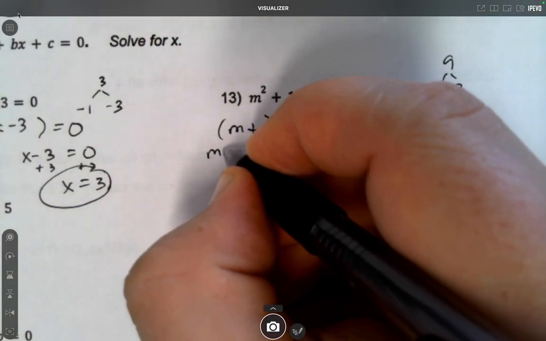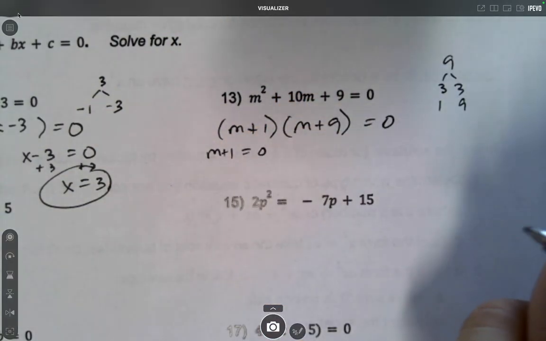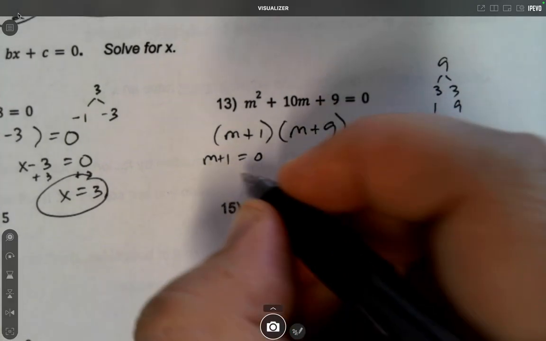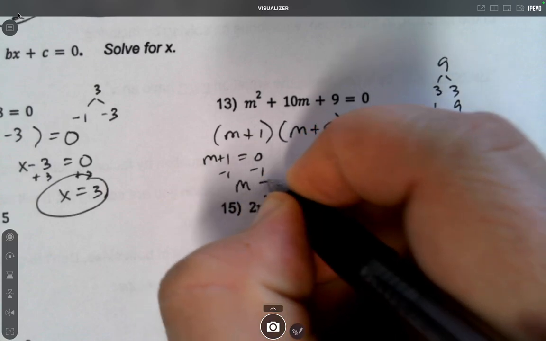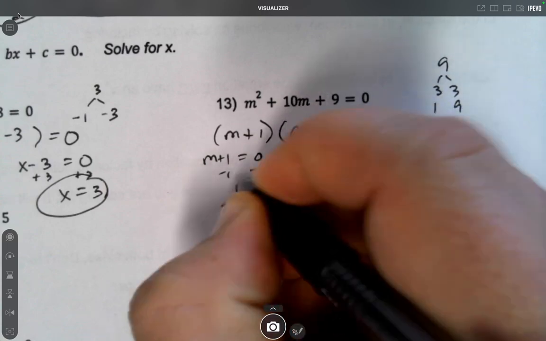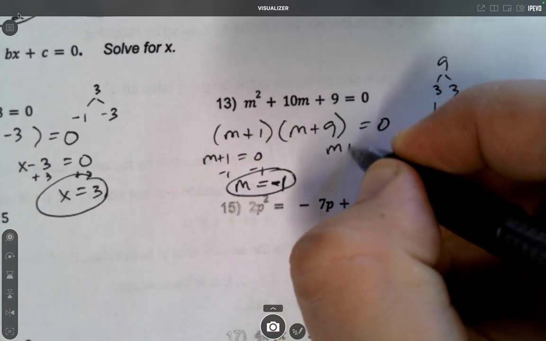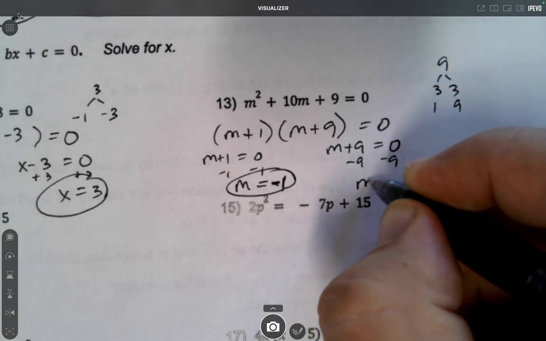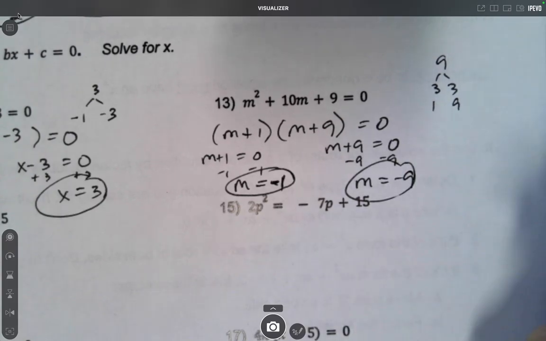Then I set m plus 1 equal to 0. Subtract 1 from both sides and get m equals negative 1. We'll take m plus 9, set it equal to 0. Subtract 9 from both sides and get m equals negative 9.